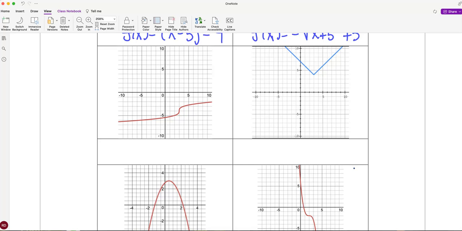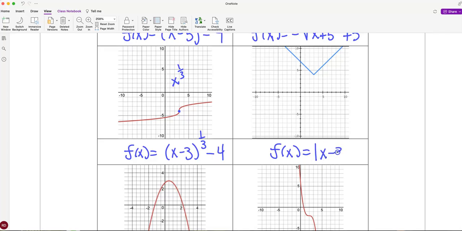The next guy is based on my x to the 1/3. So f of x equals, it's right side up, so it moved what? Left 3 and down 4. The next one is just an absolute value. It moved what? Right 3, up 4.